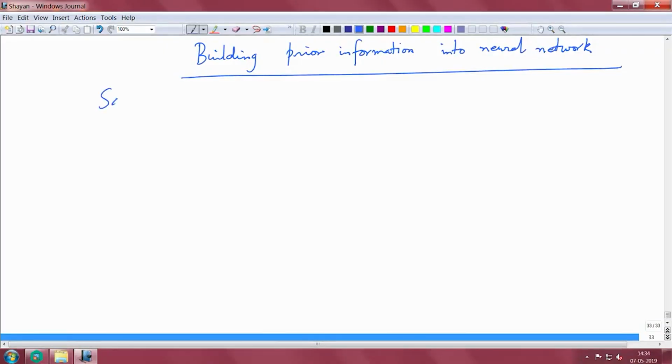Okay, now we have the following rules in our mind. These are empirical rules or sort of heuristic rules. So, going ahead in the same thread of thought, how do we build prior information into a neural network? There are some ad hoc procedures.